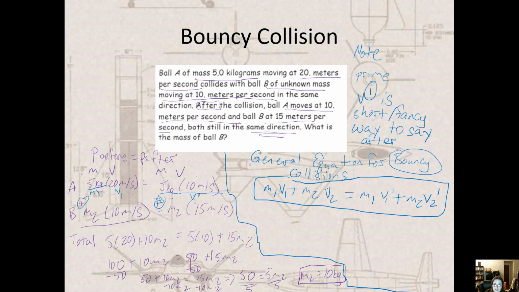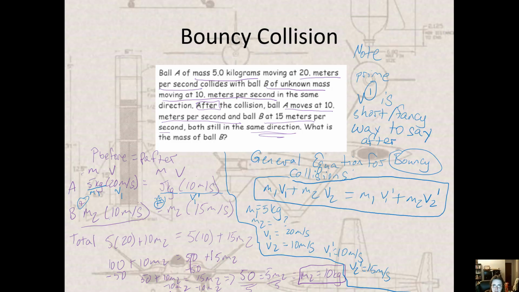for bouncy collisions. And if we plug things in, we can see that for this one, M1 is 5 kilograms, M2 is equal to what we're looking for. V1 was 20 meters per second. V2 was equal to 10 meters per second. V1 prime was equal to 10 meters per second. And V2 prime is equal to 15 meters per second.